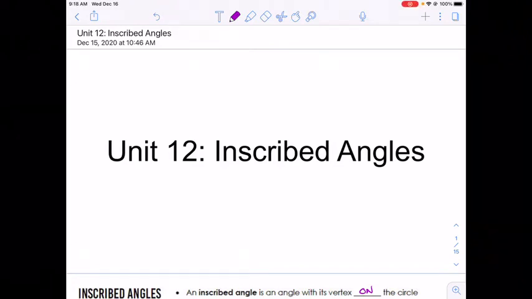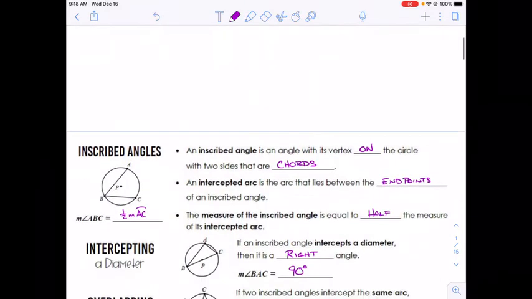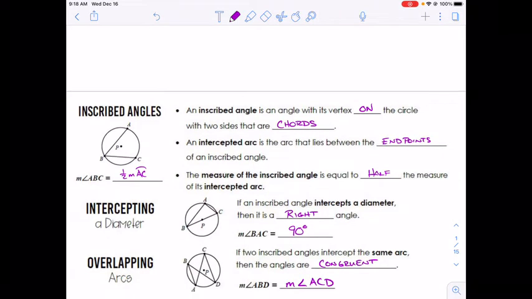All right, guys, let's take a look at another type of angle we're going to see. We talked about central angles and arcs and how they're related. Today we're going to look at inscribed angles. So an inscribed angle is an angle with its vertex on the circle.